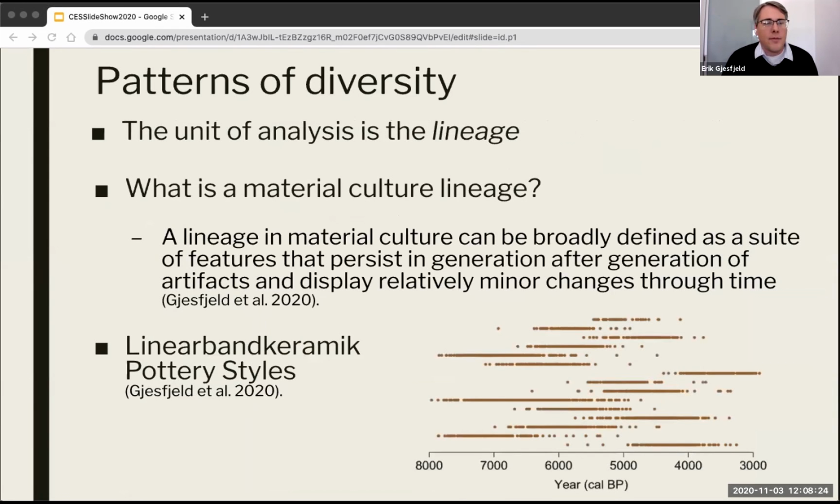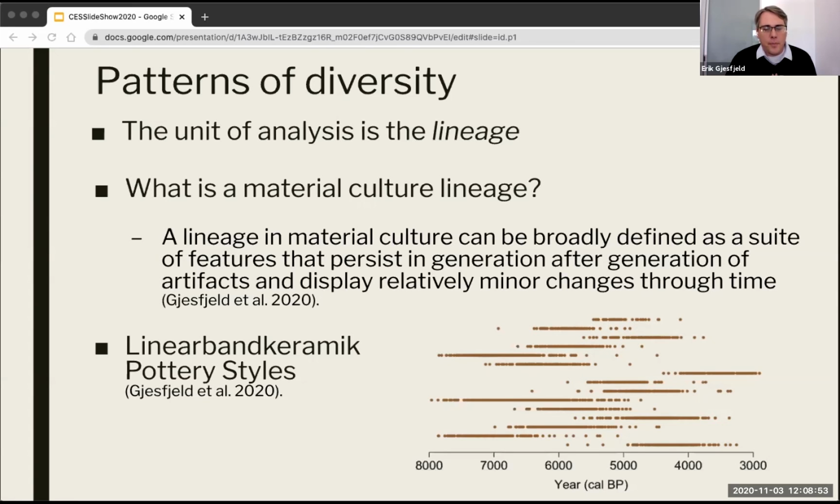So one of the most significant differences in our approach to cultural macroevolution is that we focus our unit of analysis on the lineage. And what do we mean by a material cultural lineage? Well, we define a lineage as a suite of features that persist in generation after generation of artifacts, or objects, and display relatively minor changes through time. In this sense, we're prioritizing the historical continuity of objects.